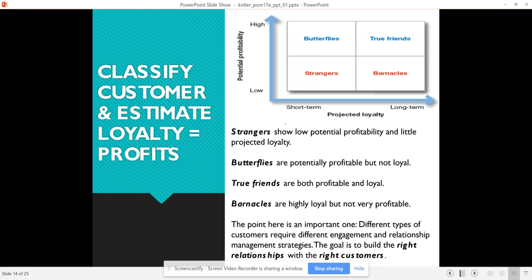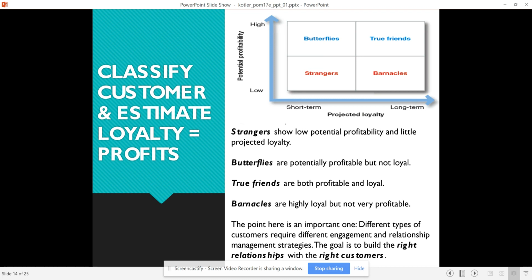In the book, they give you a model to classify customers and estimate loyalty and profits. So here we have on this axis potential profitability, and over here projected loyalty. Amazon uses the same thing, just names it a little bit different. They want to know, who are my customers? How profitable are they going to be from low to high? And are they loyal to me? And based off of that, I will define where to position my products, what products to sell, and what I am going to do.